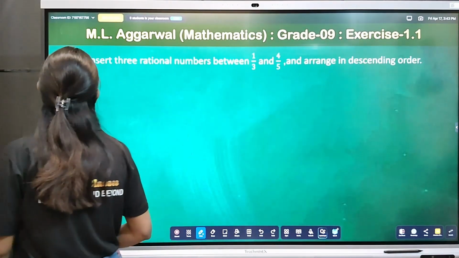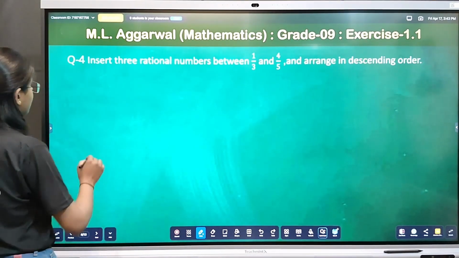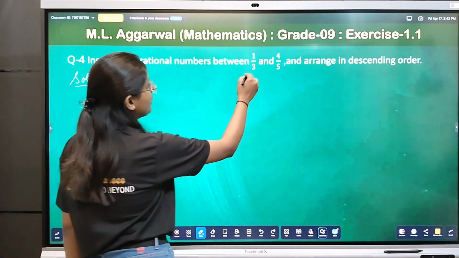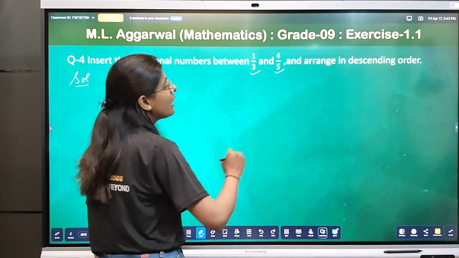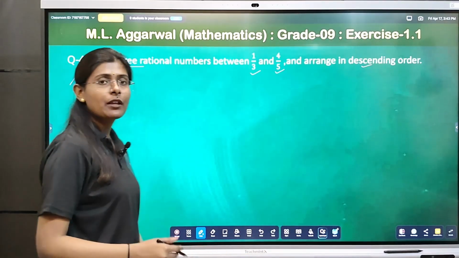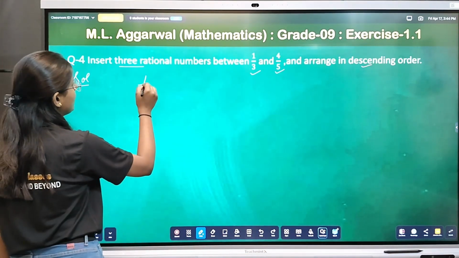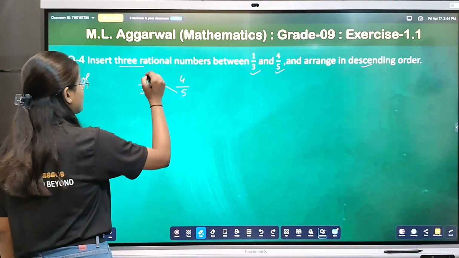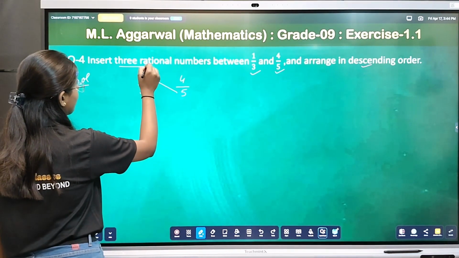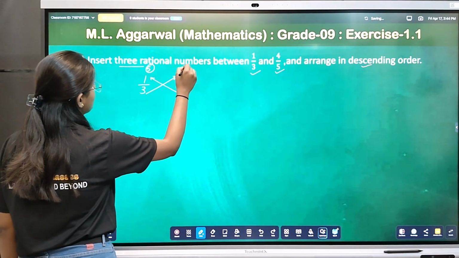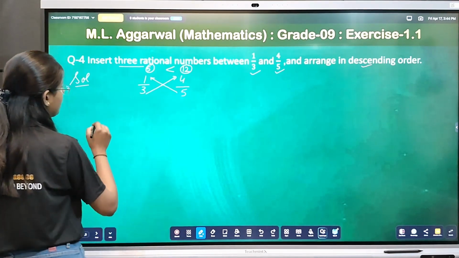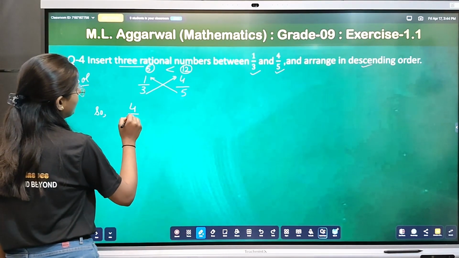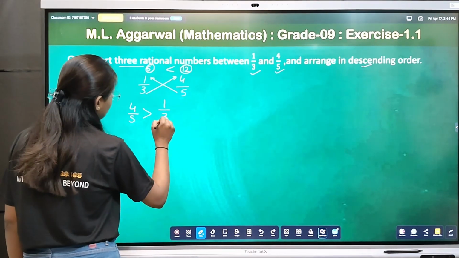Now, moving to question number 4. The question number 4 states, insert 3 rational numbers between 1 by 3 and 4 by 5, arrange them in descending order. We are already aware that the first thing is the comparison of numbers. Multiply the numerator of one number with the other denominator, that is 5 here, and in this case it is 12. Since 12 is greater, we will write 4 upon 5 is greater than 1 upon 3.